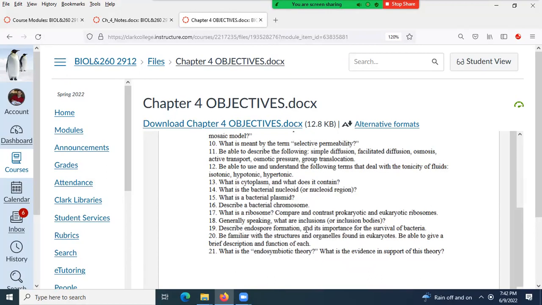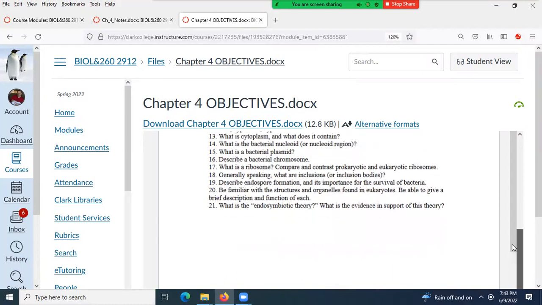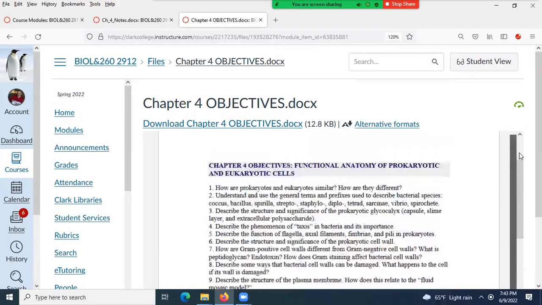You should describe endospore formation and the importance of an endospore for bacterial survival. You don't need to know about the organelles found in a eukaryote. I don't think I asked any question about that on the final, but you might want to know about the organelles found in a prokaryotic cell. And you should know about the endosymbiotic theory. All right, any questions about chapter 4?